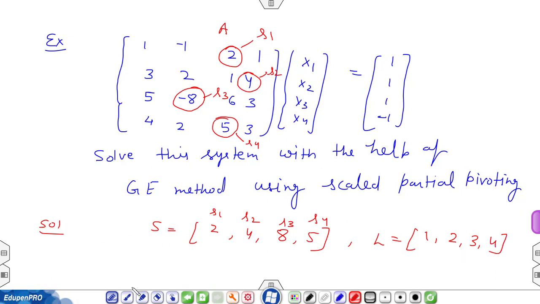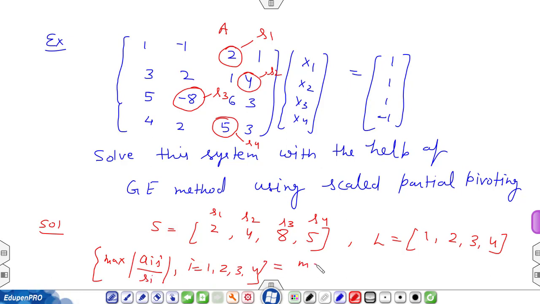Okay, so now we'll find out the ratio. So summation of Aij upon Si, where i equals 1, 2, 3 and 4. Out of this we will find out the maximum value. What will be the maximum value of this?